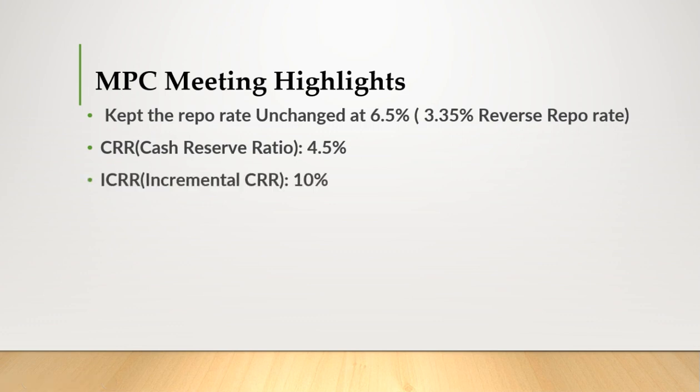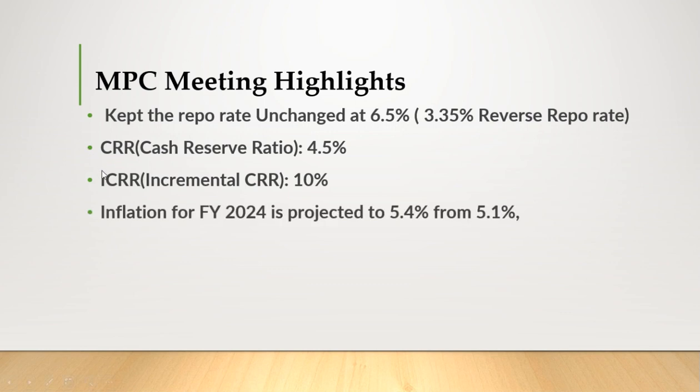Next parameter is ICRR, incremental CRR. It is kept at 10%. It is a temporary element. It was introduced when demonetization happened. At that time, everyone put their money into the bank, so banks were overflowing with money. In order to handle that, the RBI gave an opportunity to keep 10% of that cash flow with the RBI. So that is the concept of ICRR.